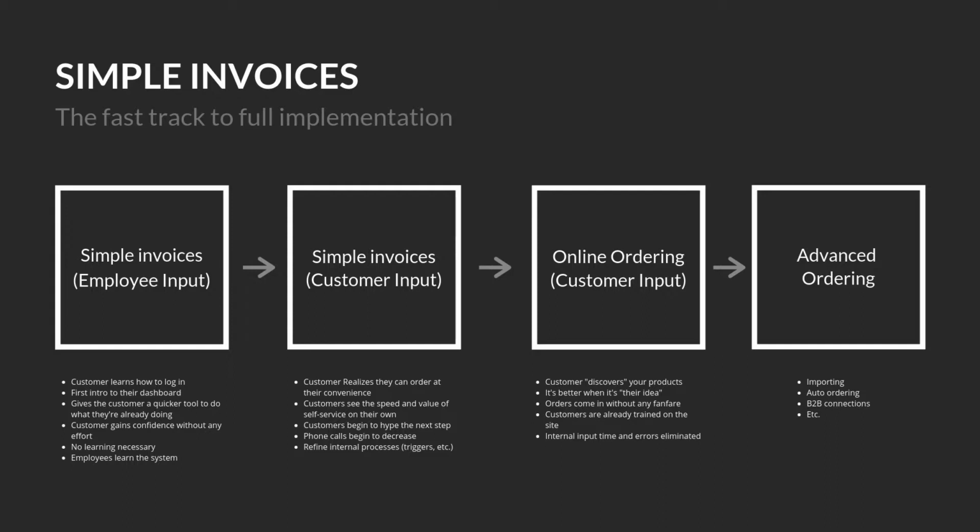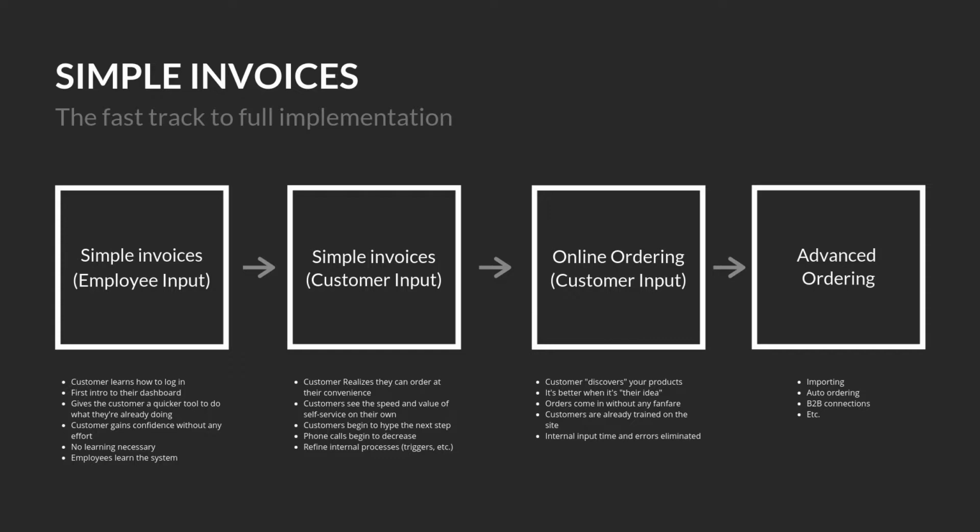And during this phase, a few things start to happen. The very first thing is that the customer starts to learn that they can order at their own convenience. They also learn how self-service works. They see the speed and value of doing everything themselves. Of course, what that means to you is that you don't have to pay your people as much to answer customer questions or take orders. The customers are doing that for you. Your phone calls will start to go down.